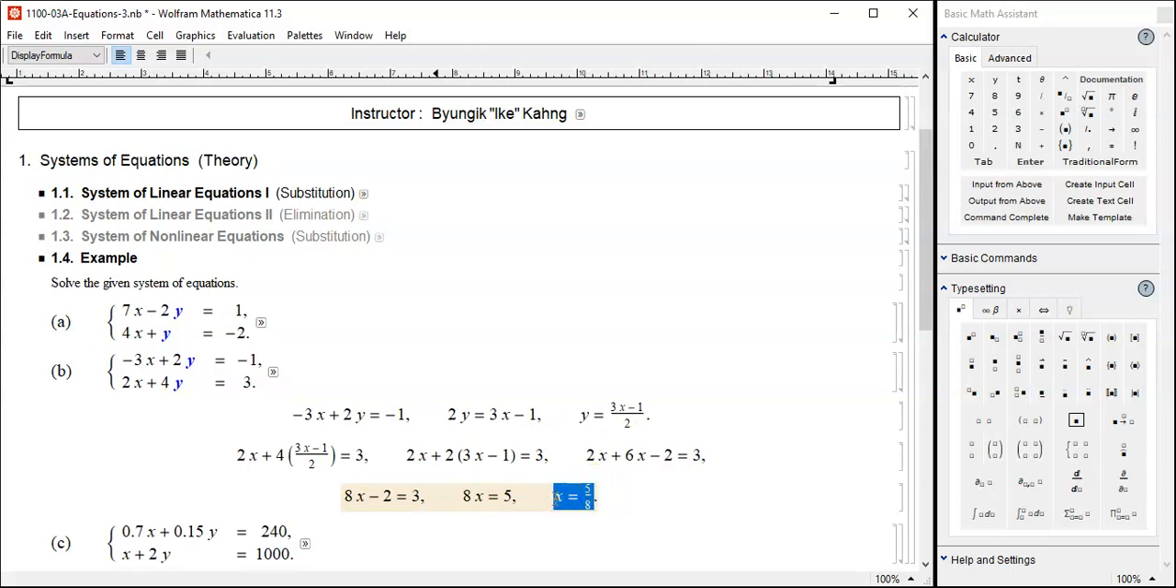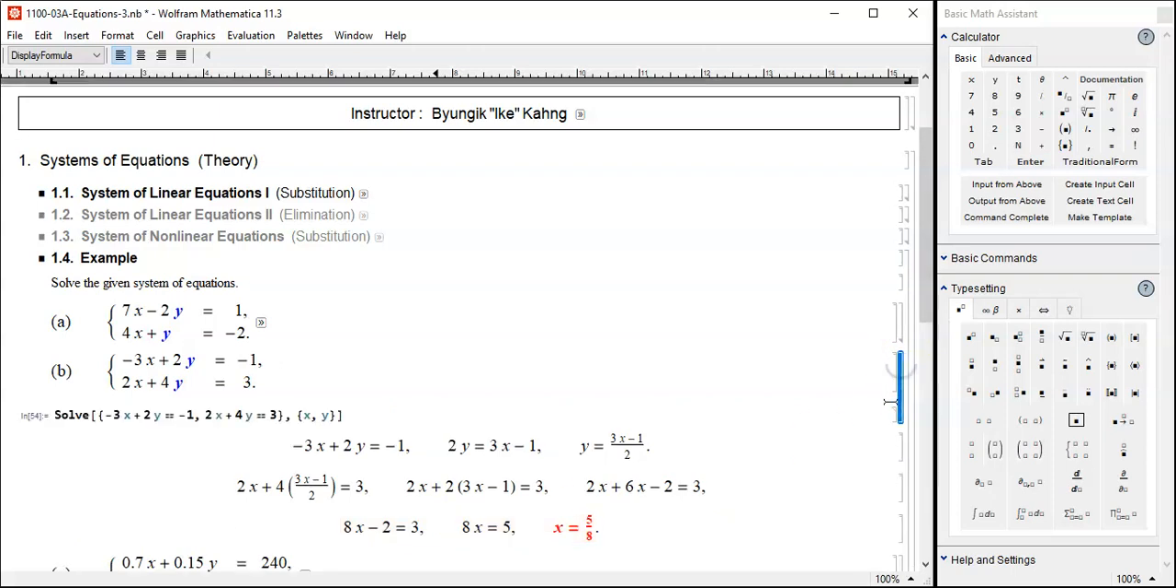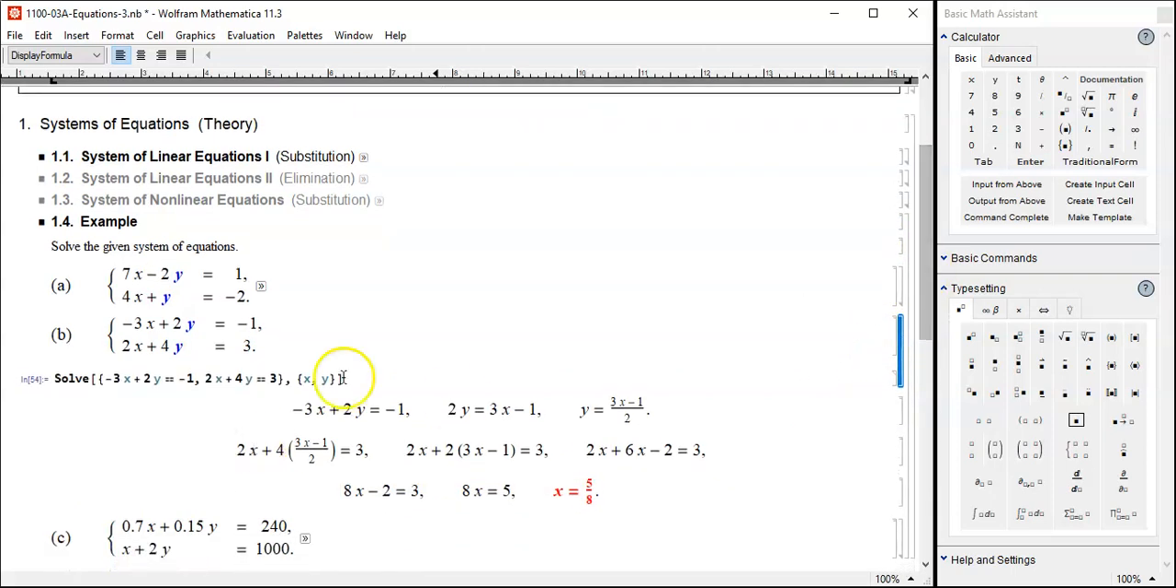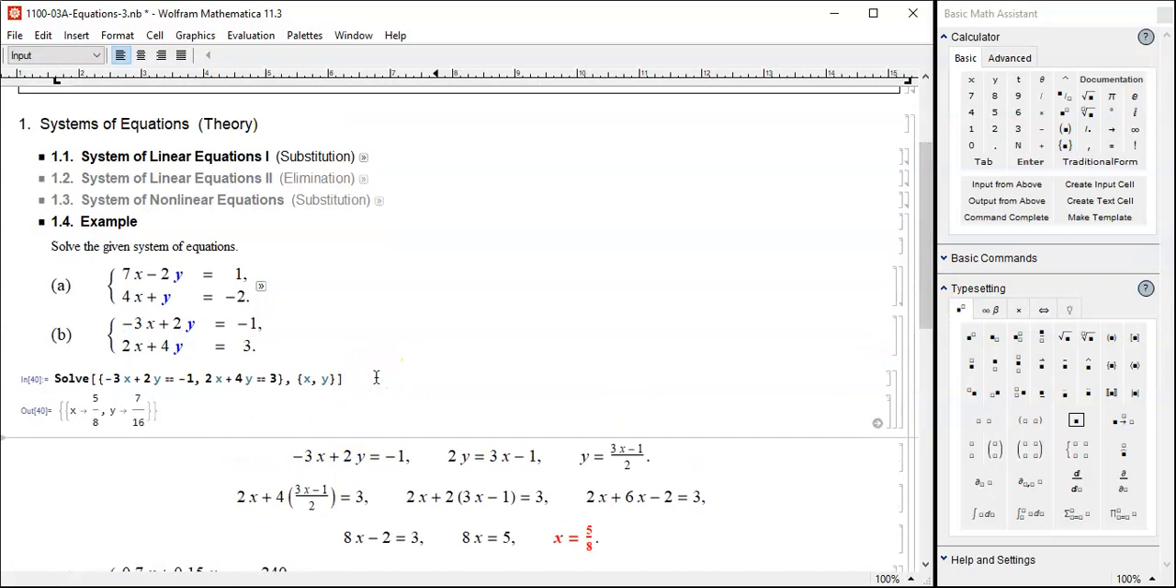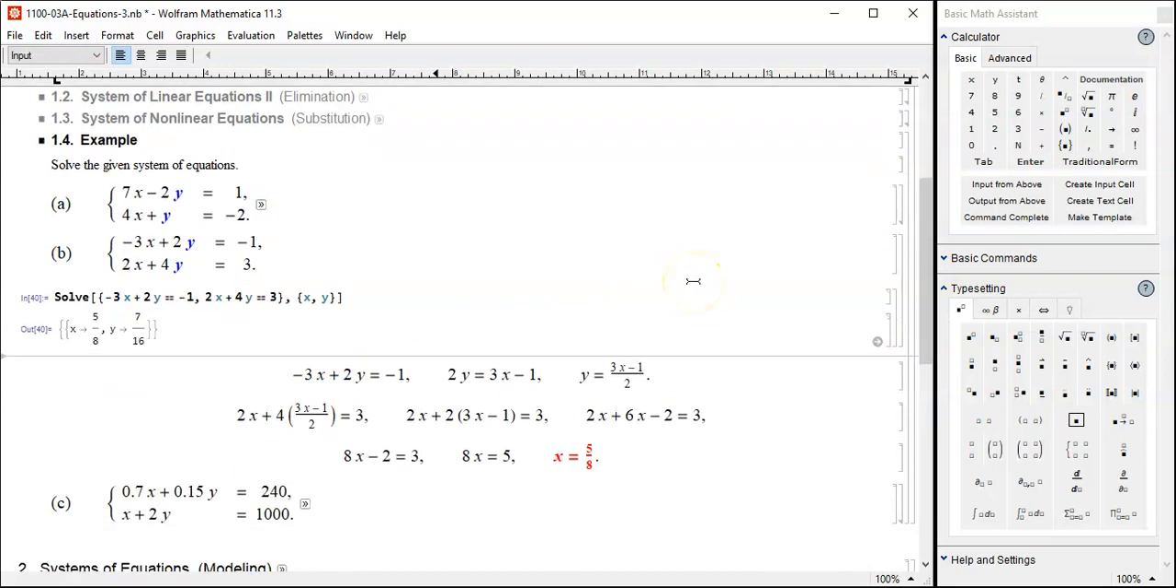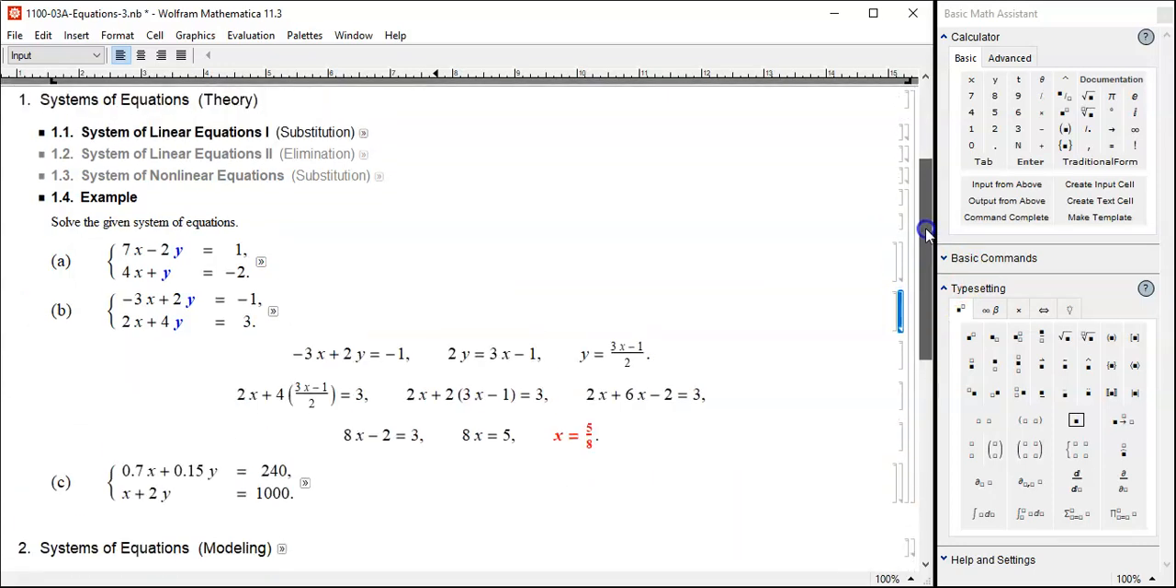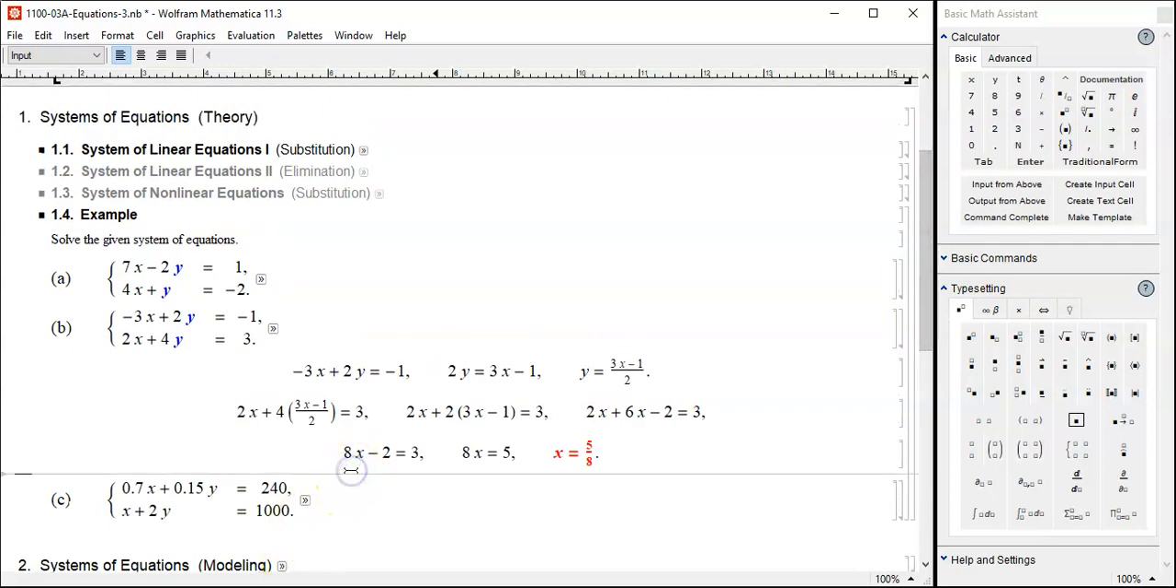Okay, I have the solution here. One of the two solutions, of course. Is everything correct? I'm not so sure, so let's check. Oh, I don't have the solution here. So the answer is supposed to be 5/8, 7/16. We have 5/8, so far so good. Okay, let's continue.